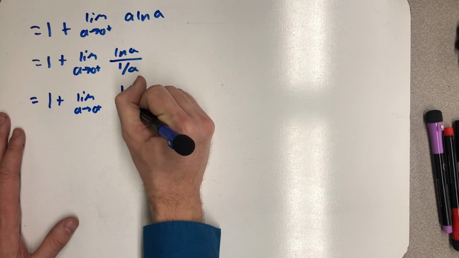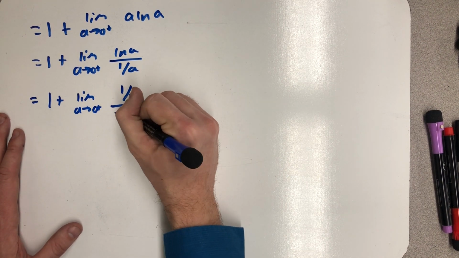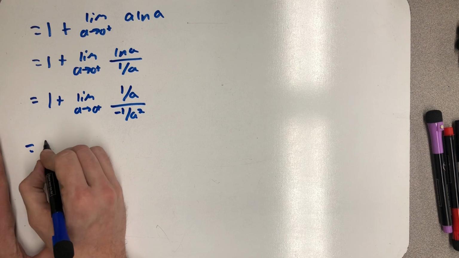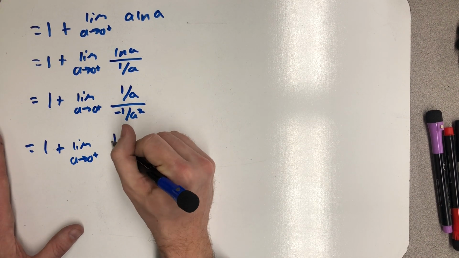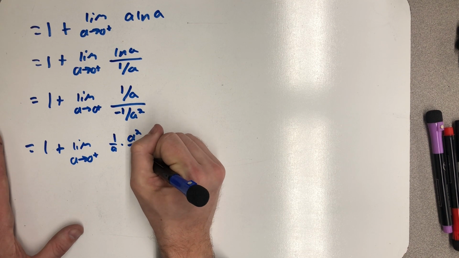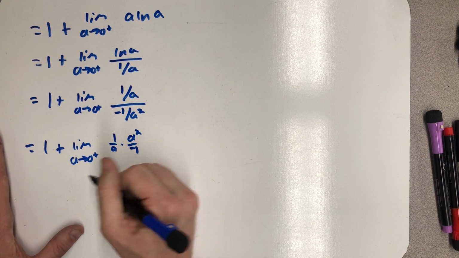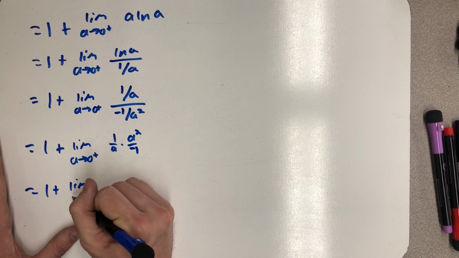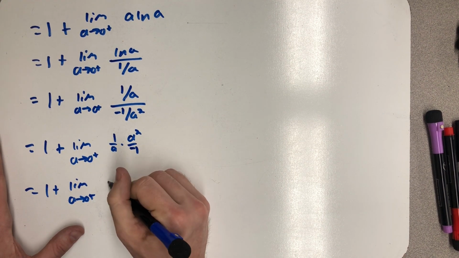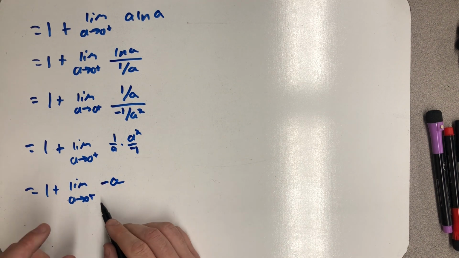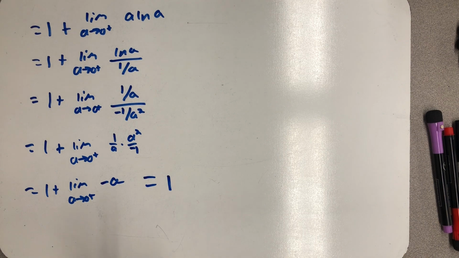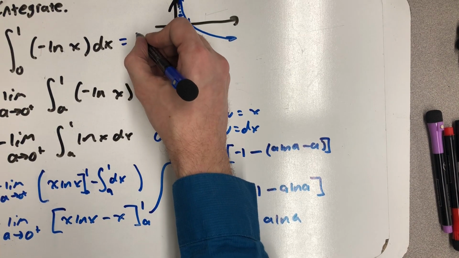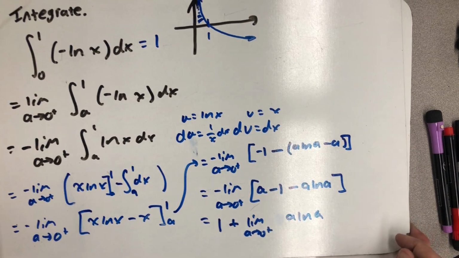The derivative of the top is 1 over a. The derivative of the bottom is minus 1 over a squared. So you have 1 over a times a squared over minus 1. And let's just say that one of the a's cancel, and I end up with minus a. As a approaches 0 from the right, that goes to 0. And that improper integral, type 2, that we started with, converges to 1. And that's kind of nice.